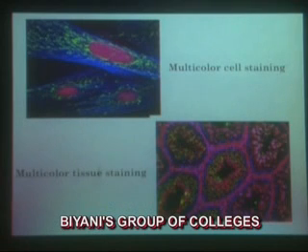This is one example to show that this is a cell, this is a nucleus here, and this is one protein, tubulin. So this is a multicolor staining in cells. This is a tissue staining. So this is how it looks if you do multiple staining.